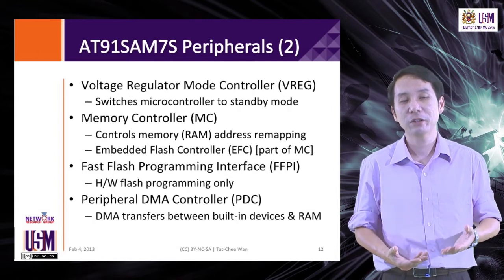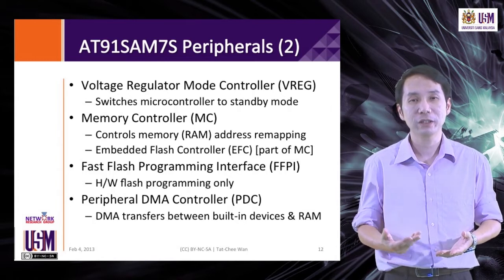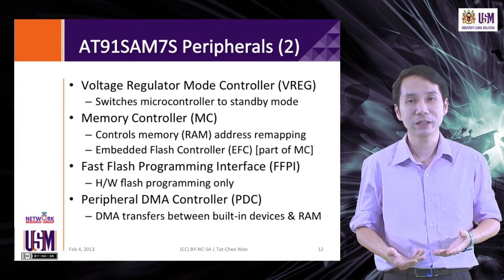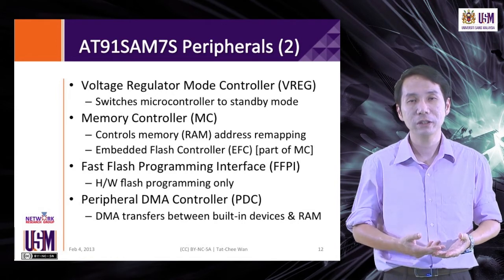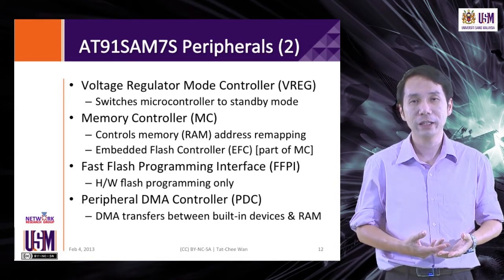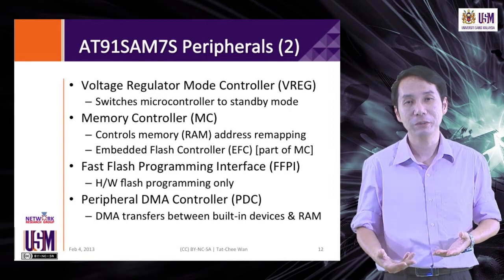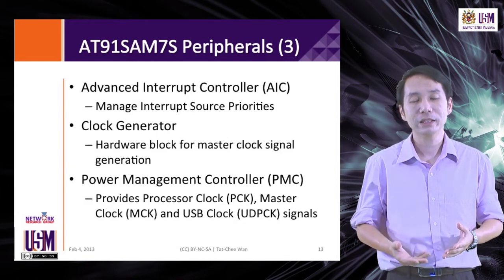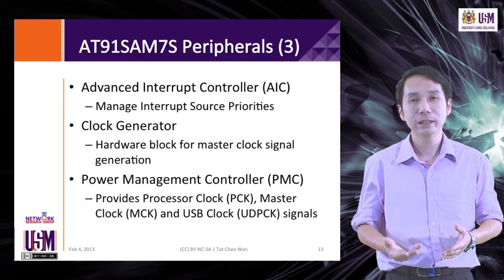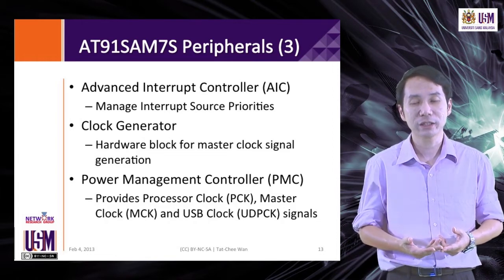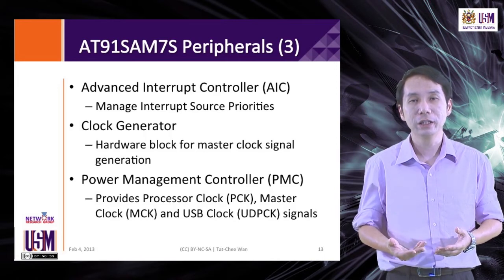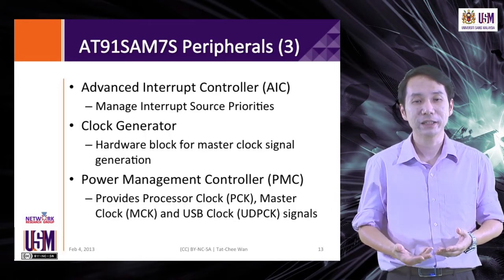And finally, we have the peripheral DMA controller, which is used for DMA transfers between the built-in devices and the RAM that does not involve the CPU to copy the values from one register in the peripheral device to a memory location in memory. Next, we have the Advanced Interrupt Controller, or AIC. This is an important block for the microcontroller because it manages the interrupt sources and their priorities in order to control which interrupts are triggering in the microcontroller at any given time.